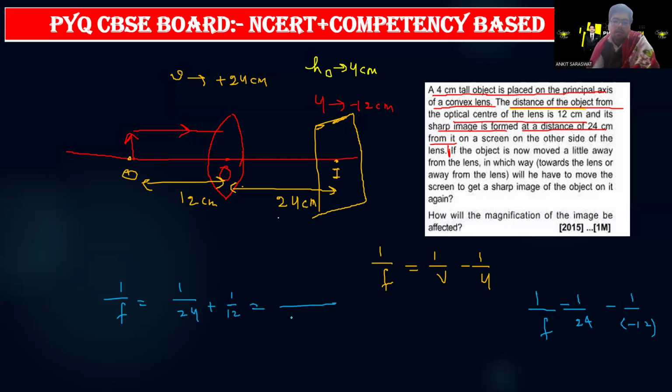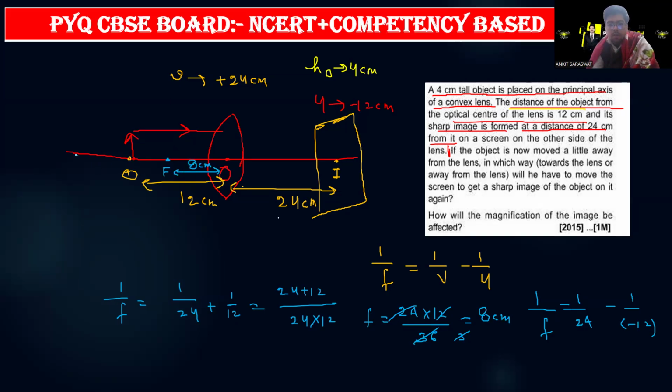So the LCM will be, you don't know? Okay, 24 multiply 12, take 24 plus 12. f will be 24 multiply 12 divided by 24 plus 12. It is 36. 12 3s are 36, 3 8s are 24. It means the focal length comes out to be 8 centimeter. It means our focus will be here. Focus is here. This is 8 centimeter.